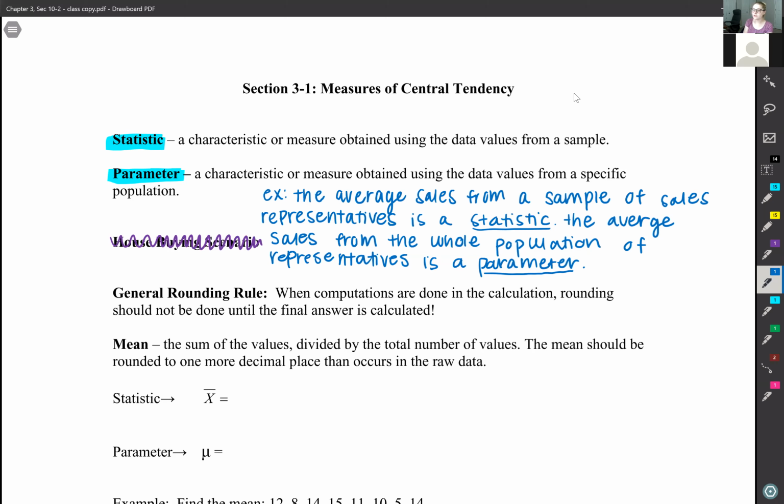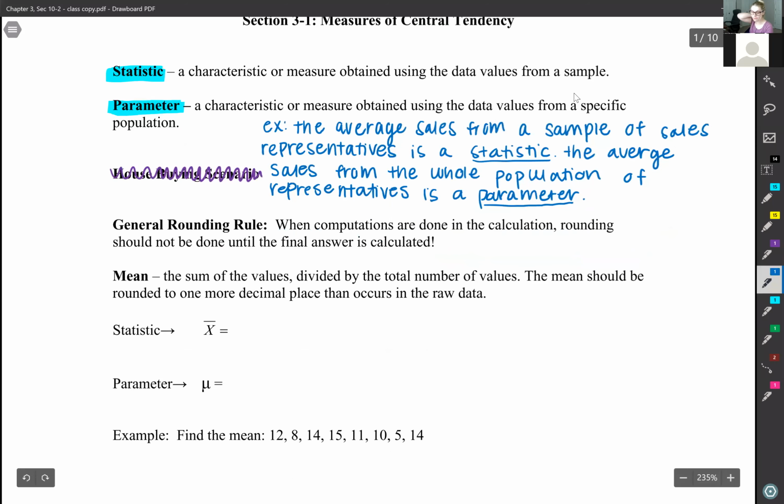The reason for even defining these will become clear in just a second. But first, before we get into mean and stuff like that, we are going to talk about the general rounding rule.